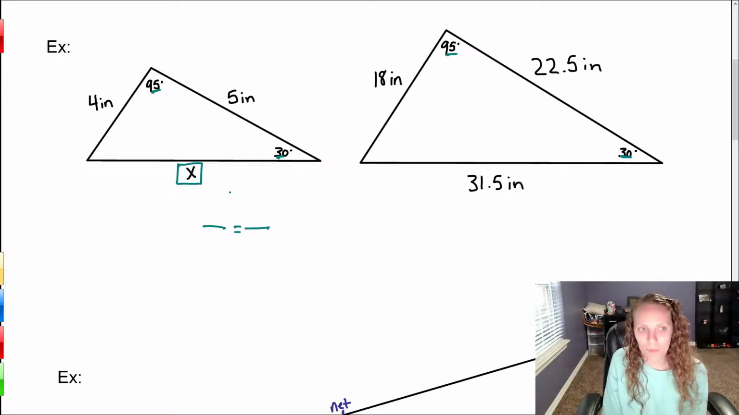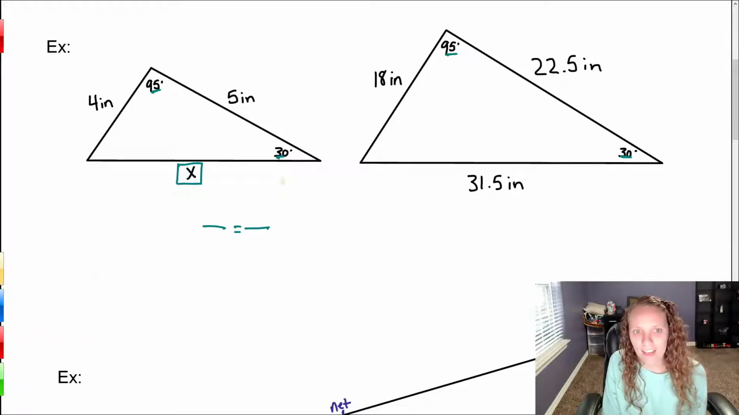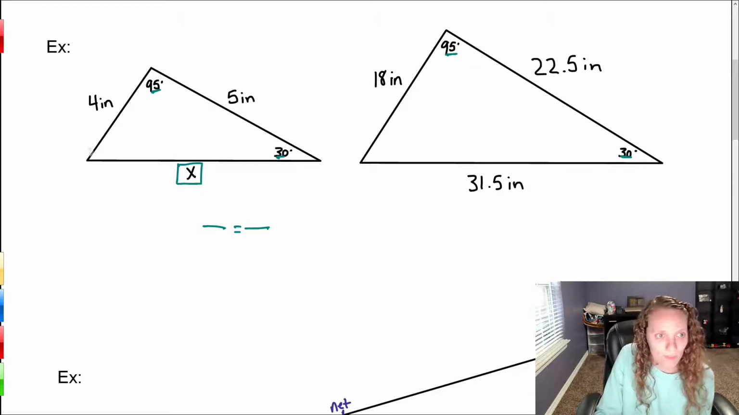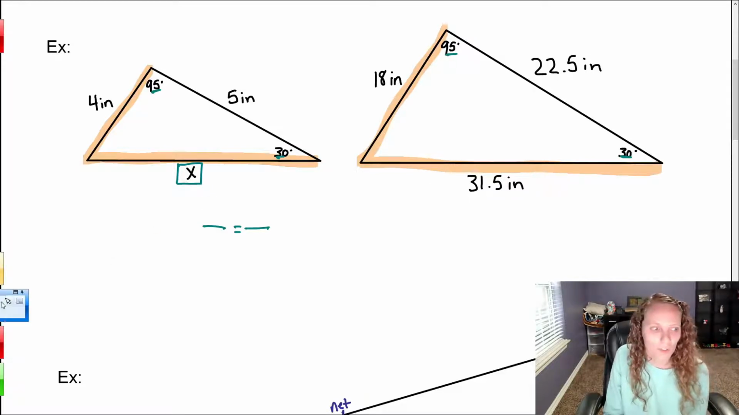Now in our proportion, we're going to try to find sides that correspond to each other, or they're in the same position. I see that they gave us lots of numbers. We don't have to use all the numbers. Let's start with this 4 inches here. It corresponds to 18 inches. Those are in the same position. We have to use the side that's with the x, so we have to use the side that's corresponding to x in the larger triangle.